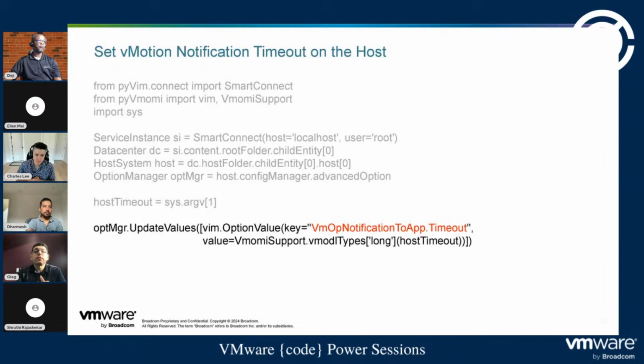And setting the notification timeout on the host is slightly different. So let me walk you through that. First, you authenticate with Smart Connect and get the service instance. Then from that service instance, you get the data center. From that, you get the host. From the host, you get the option manager. And on the option manager, you update the value of the notification timeout to the value you passed in from the command line.